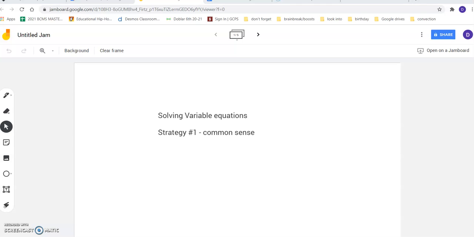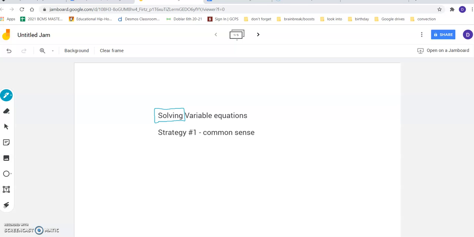Hey, advanced math. I'm going to embark on a big important new thing today, and that is solving variable equations. We created variable equations last time, where we looked at a situation and said, here's the first expression, here's the second, and those are equal. Today we're going to start talking about solving them.